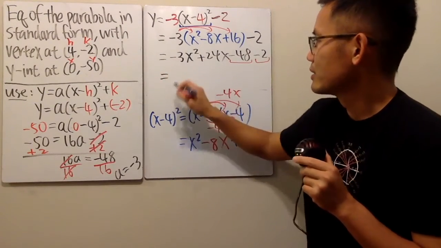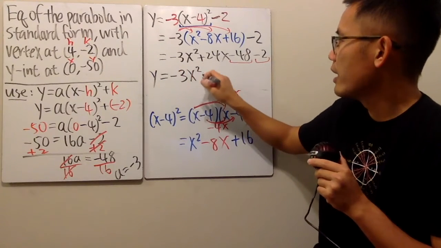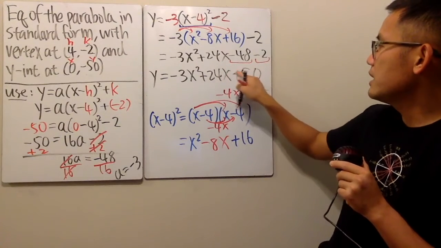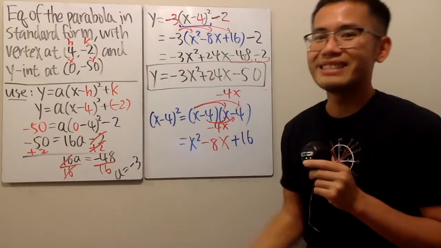So let's go ahead and write this down. y equals -3x squared plus 24x, and then minus 50. This right here is our answer to that.